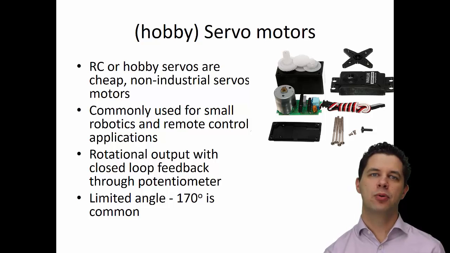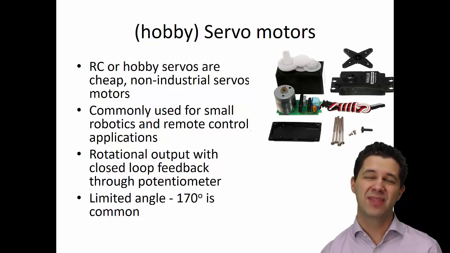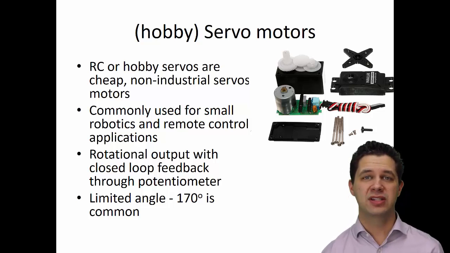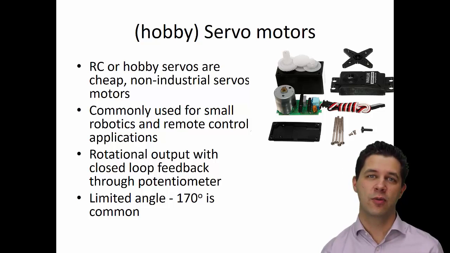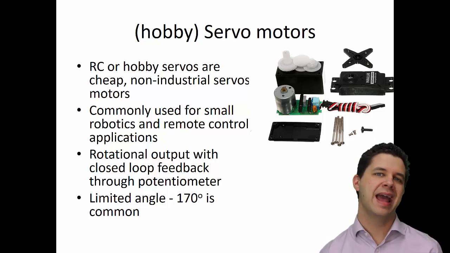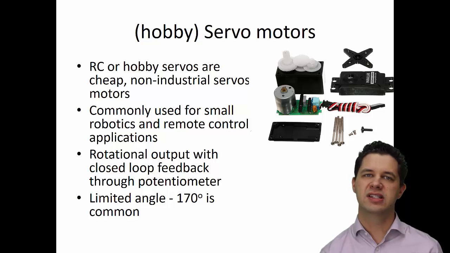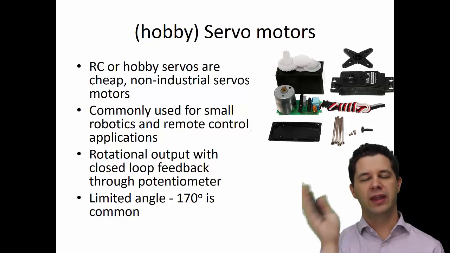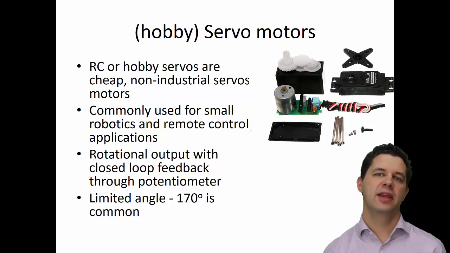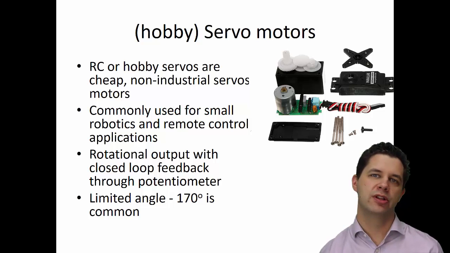They have a rotational output and a closed loop feedback system inside that uses a potentiometer. So not particularly high accuracy, especially not compared to the servo motors that we looked at previously. They give us decent accuracy at a very low price. They typically have a very limited angle associated with them as well. So 170 degrees of movement is fairly common for the range of motion that these actually have.